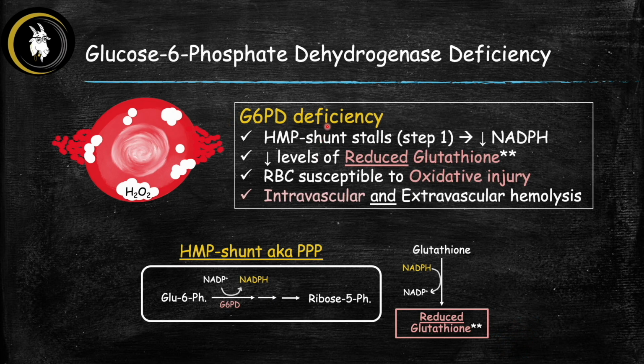Now in G6PD deficiency, we have a mutation that causes a deficiency of the G6PD enzyme. Remember, this is the rate-limiting enzyme of the HMP shunt pathway, so the shunt is going to stall at this first step. And the problem is now we don't generate this NADPH, which means we can't use it to reduce glutathione. So the bottom line is a major loss of the cell's superhero antioxidant, which is our reduced glutathione. So as a consequence, the red blood cells lose their protection against reactive oxygen species like hydrogen peroxide, so they become susceptible to hemolysis due to oxidative injury, and this is going to cause both intravascular and extravascular hemolysis.